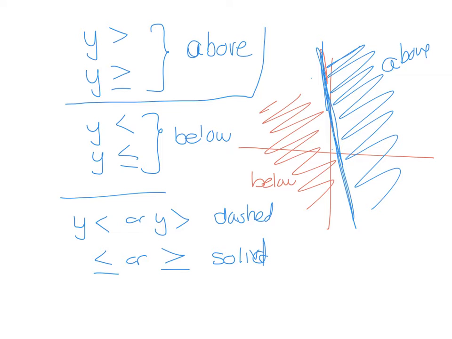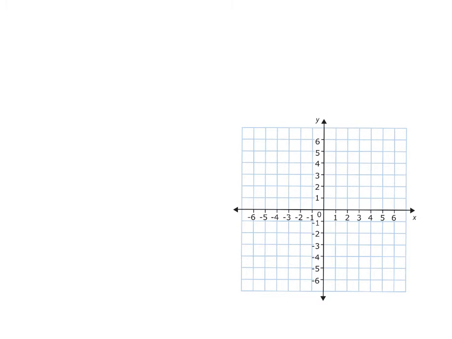Okay, let's do another one. This time we're going to graph the following: x minus 2y is less than 4. So we always have to get it into y equals mx plus b form. So I'm going to get y alone.